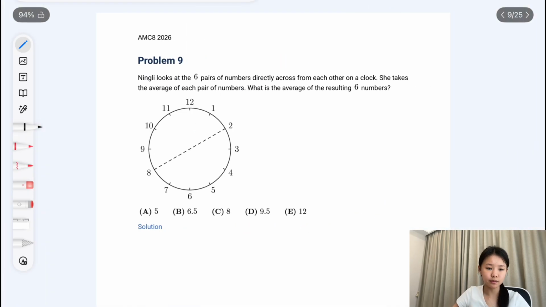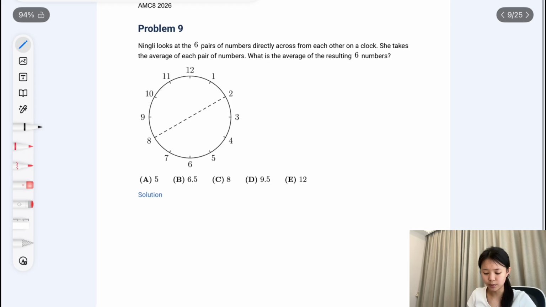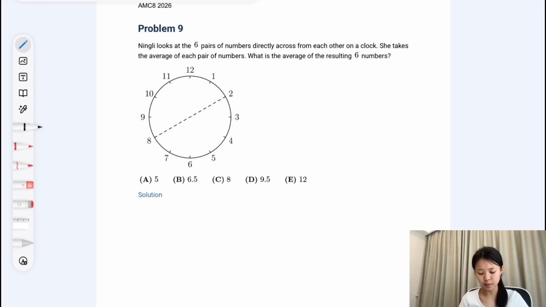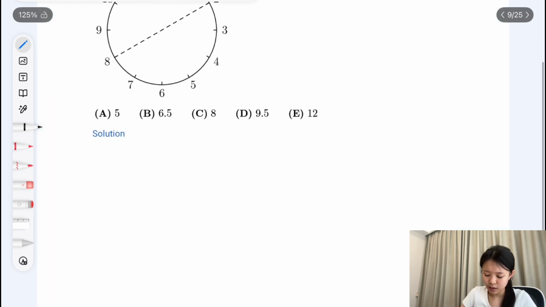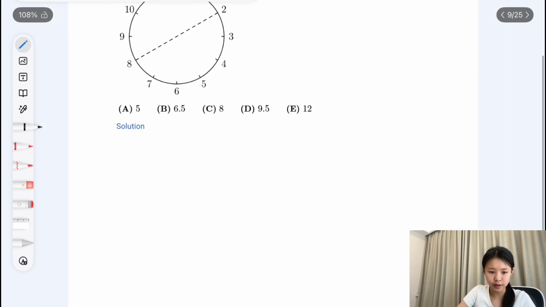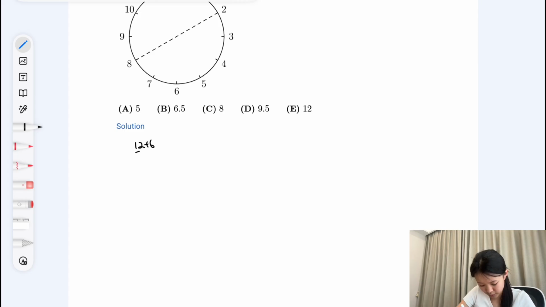Question 9. There are 6 pairs of numbers directly across from each other on a clock. She takes the average of each pair of numbers. What is the average of the resulting numbers? Since this is relatively easy to calculate, we can just write out each pair and then calculate their value. For example, it would be 12 plus 6 divided by 2, and so on until we write out all of these pairs.